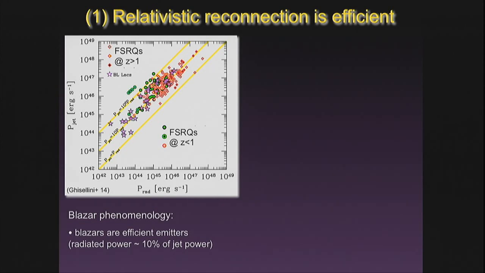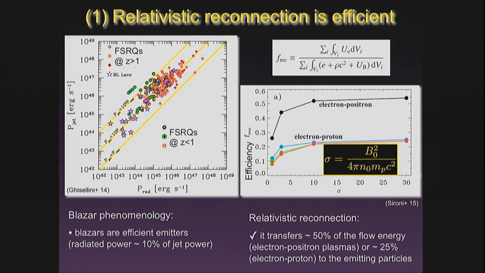And now let me get to the implications. So as I said, blazars are efficient emitters. About 10% of the energy, or 10% of the power of the jet is supposed to go into radiation. And we can estimate the efficiency of reconnection by measuring how much energy is in the electrons, which are willing to radiate the energy in the fast cooling regime, versus the total energy balance of the flow. And you can see that this is up to 50% for the electron-positron jet and around 20% for an electron-proton jet.